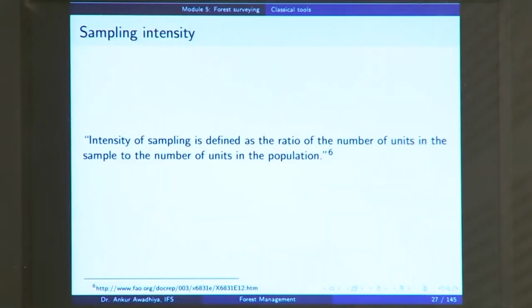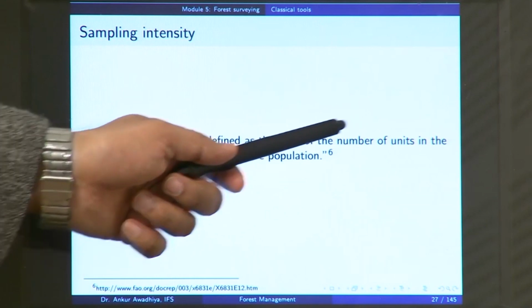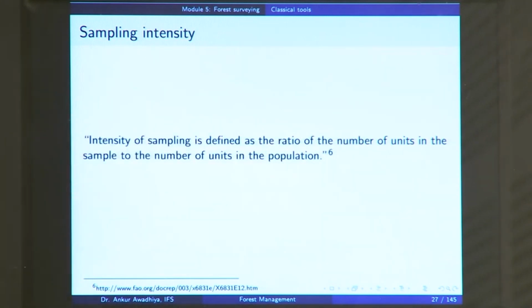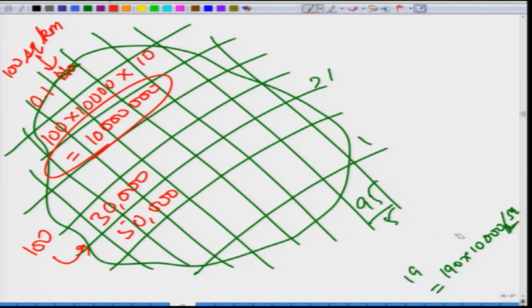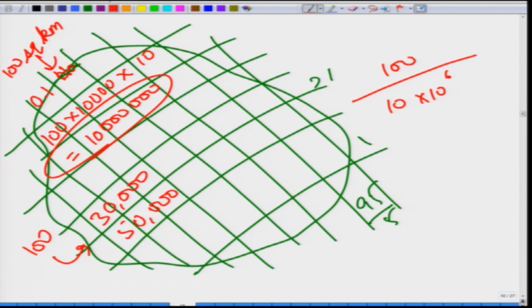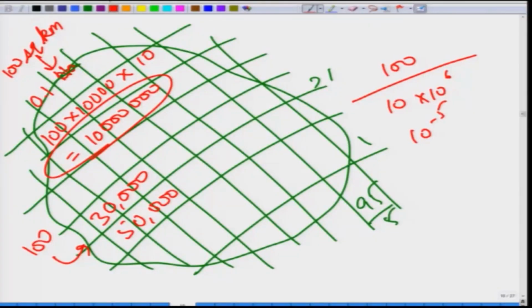Then we have the sampling intensity, which is defined as the ratio of the number of units in the sample to the number of units in the population. So, here we are saying that out of 10 million units, we are only taking 100 units. So, this is the sampling intensity in this particular case, which is 10 to the power minus 5. Now, in place of taking 100 units, suppose we went for 10,000 units.